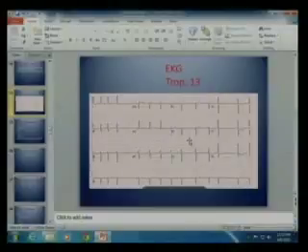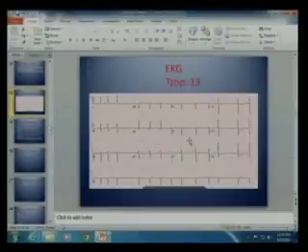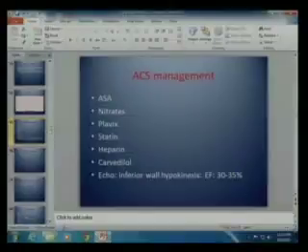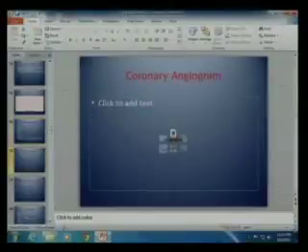So this is the EKG. Basically, it's atrial fibrillation, but he has some T-wave inversion, and his troponin was 13. So this one is what we call non-ST elevation MI. The difference between this patient and the previous patient is biomarkers, basically. He was started on ACS management with aspirin, nitrates, statin, heparin, and beta blocker. And echo shows inferior wall hypokinesis with EF of 35%.